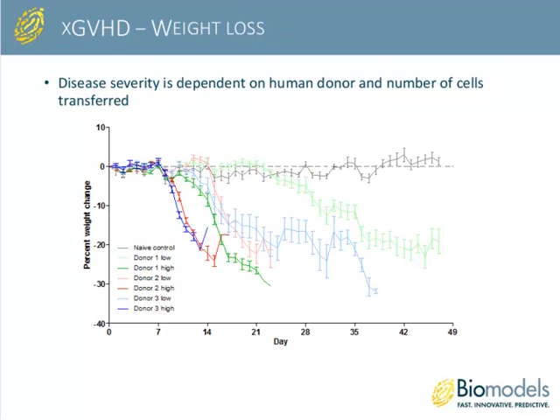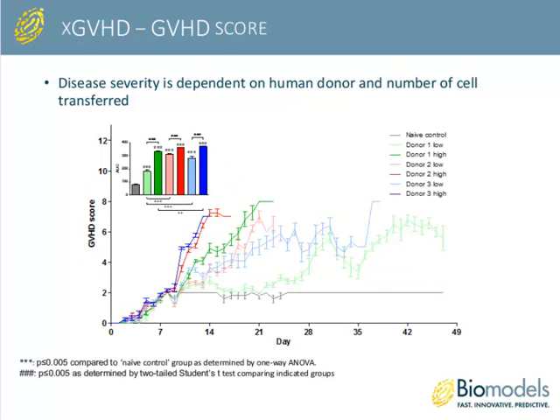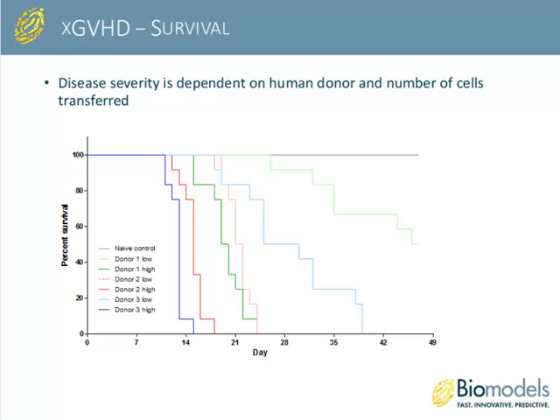And then just very quickly going over the data, it's very similar to what we see in the fully murine model. In this study, we assessed 3 different donors, green, red, and blue for donors 1, 2, and 3, and then at 2 different doses, high and low, the light and dark lines. So 2 things to see from this graph. Basically, there's a large effect of just the donor that you're using affects the severity of disease, and also the number of cells that you transfer affects the severity of disease. Same pattern again with the GVHD score and the survival.